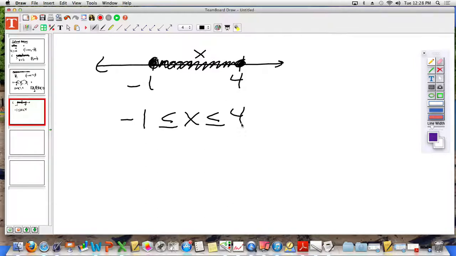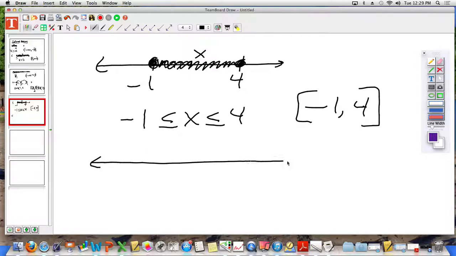Where does the shading begin? -1. Where does it end? 4. Okay, so it starts at -1. It ends at 4. So we do this. -1, 4. But what do I do with the -1 and the 4? Brackets, yeah. Put a bracket around the -1. Put a bracket around the 4. All good. All right. Almost done, guys.